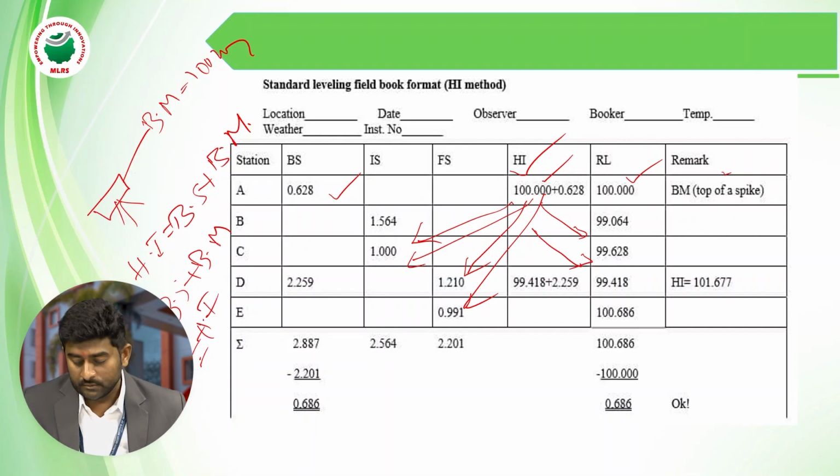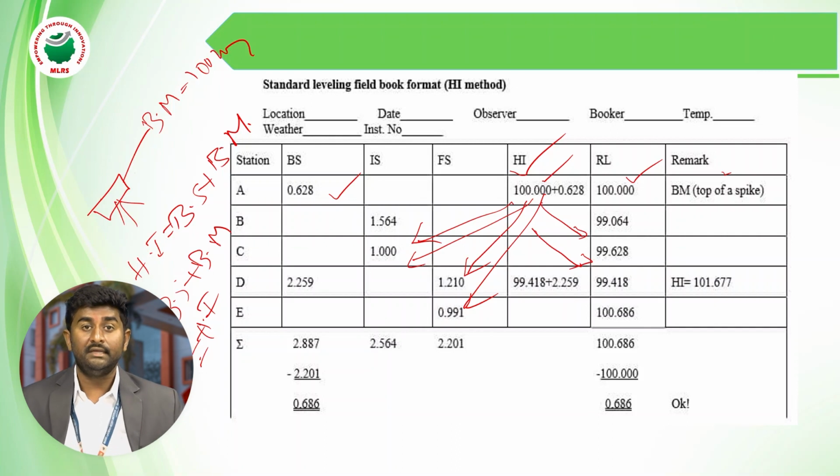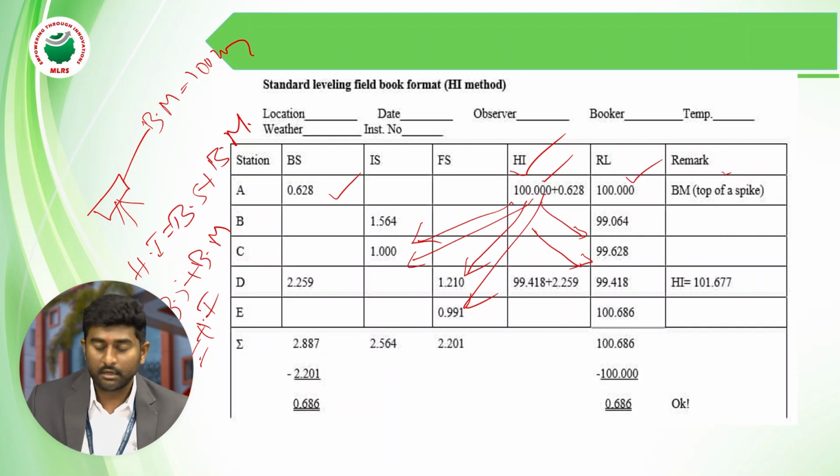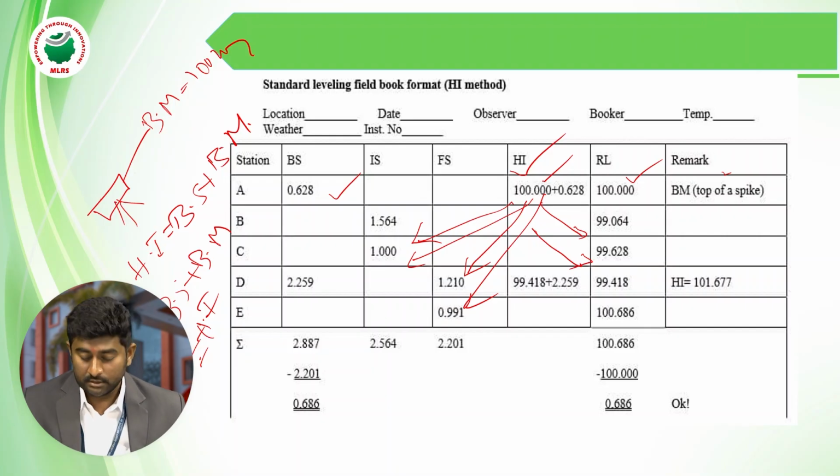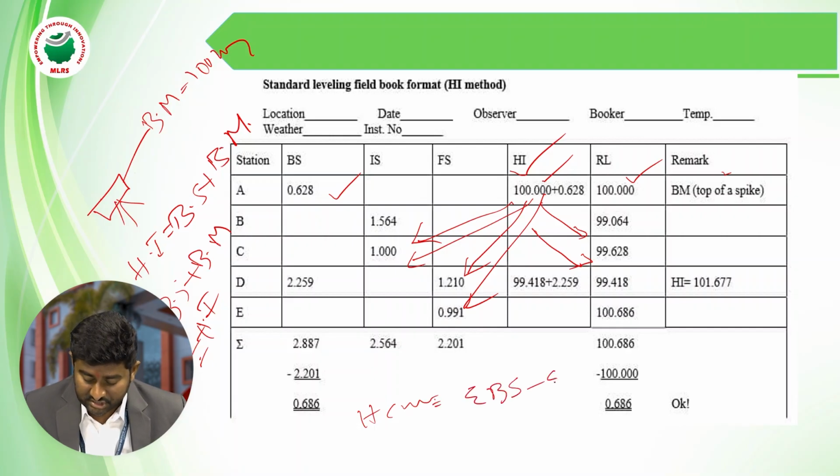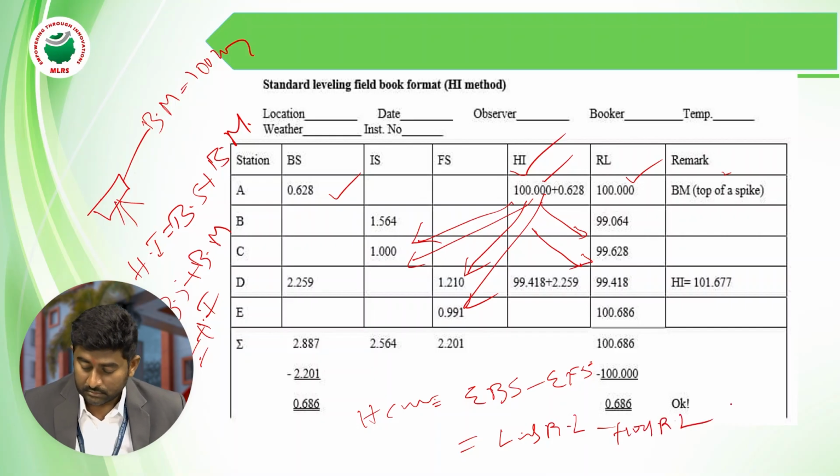Same procedure. So finally, the height of the instrument method is completed, and we check whether the readings are correct or not. The cross-check formula is: summation of backsight readings minus summation of foresight readings equals last RL minus first RL. When they are equal, the survey is accurately correct.